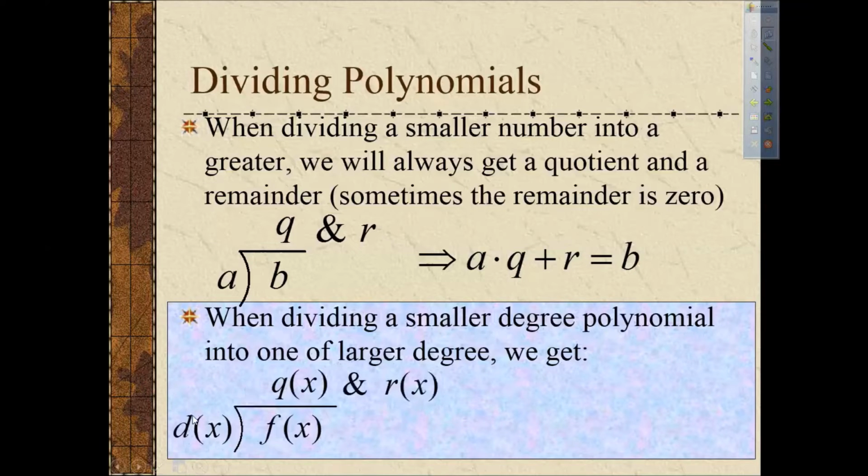So we've got a polynomial divided into another polynomial. We get a quotient polynomial plus a remainder polynomial. Now, if we put these back together the same way we think we can with numbers, you can see that d of x times q of x plus that remainder polynomial, r of x, will get you back to the original f of x. All right, let's see some examples of this here.